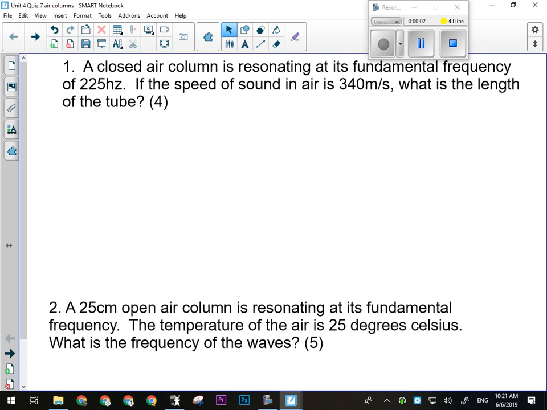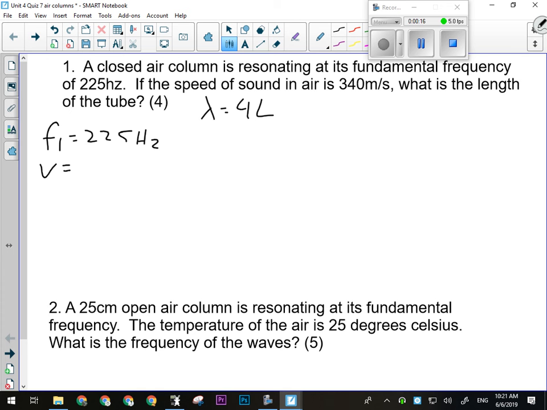Okay, so for question number 1 here, we have a closed air column. So right away we know that lambda equals 4L, resonating at its fundamental frequency of 225 hertz. The speed of sound in air is 340 meters per second, and we're looking for the length of the tube. All right, so 1 mark for givens here.